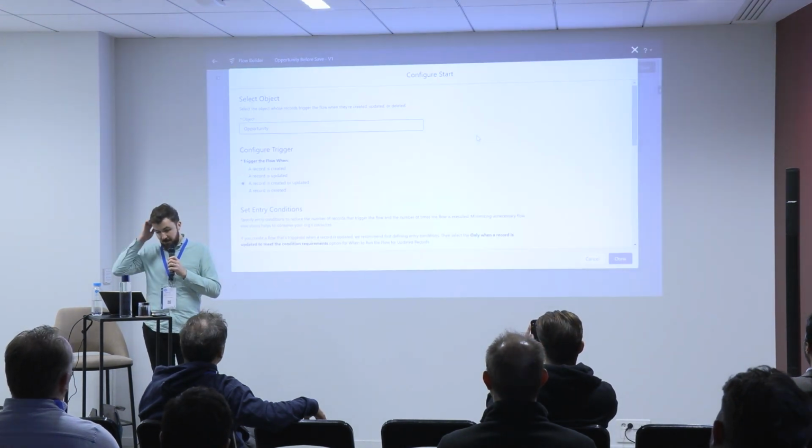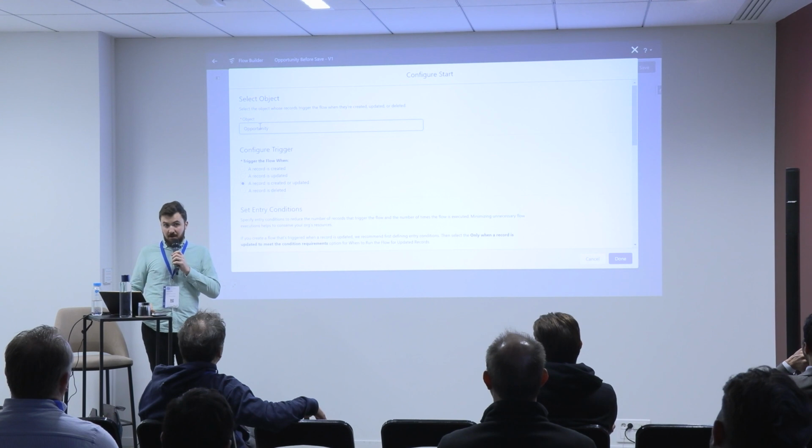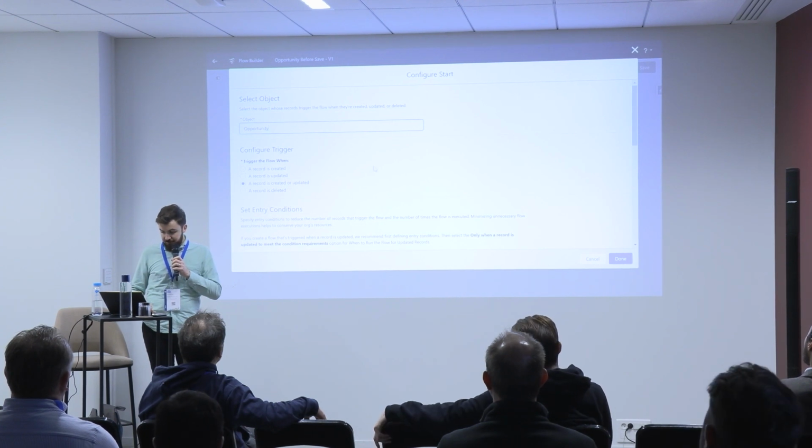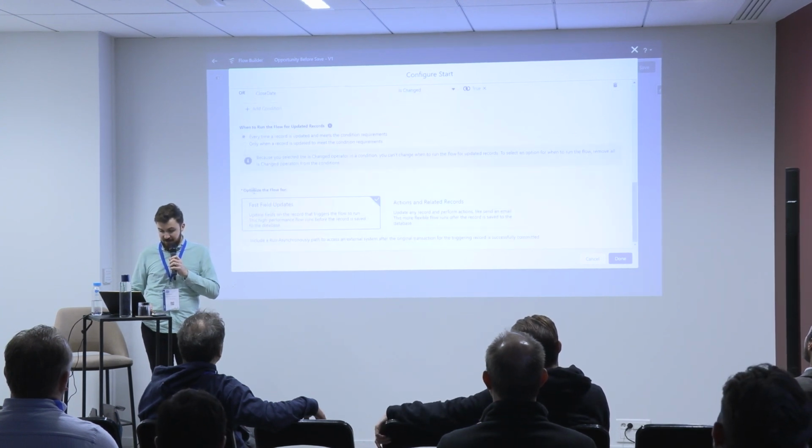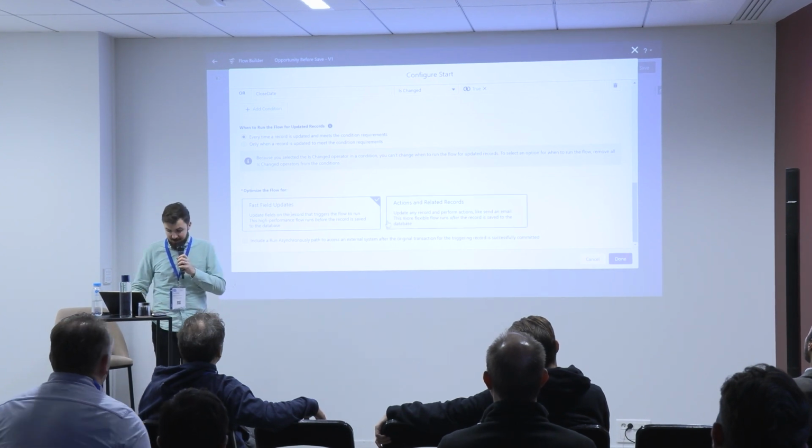I'm going to step through the start element briefly. We're running this automation on the opportunity object. This is going to trigger anytime a record is created or updated. And then down at the bottom here, I've selected to optimize the flow for fast field updates. I want to touch on this for a second.